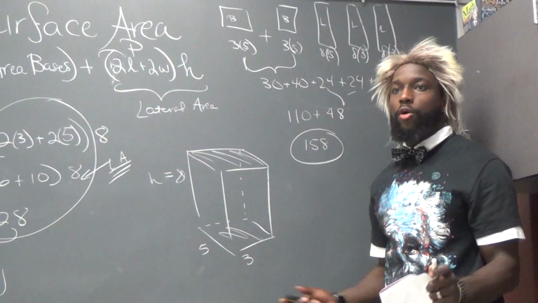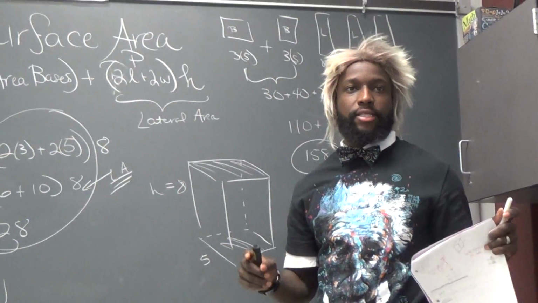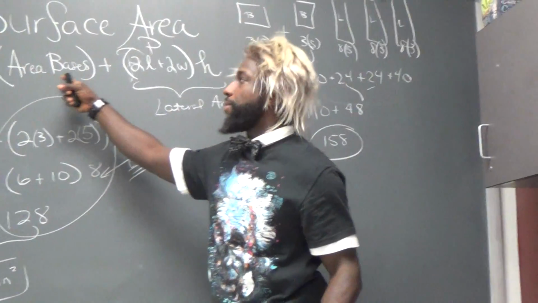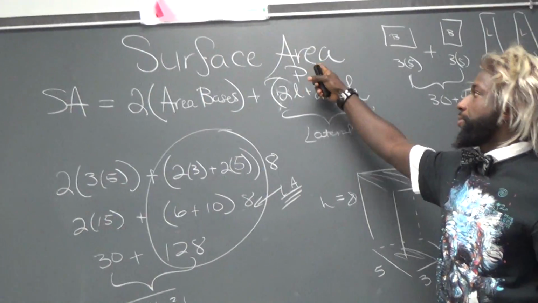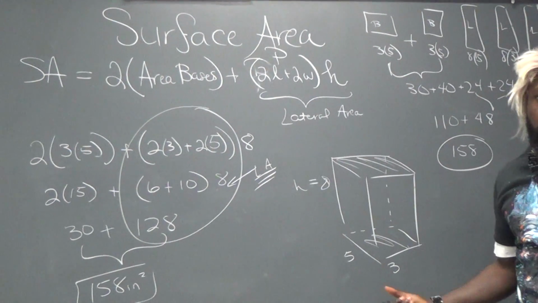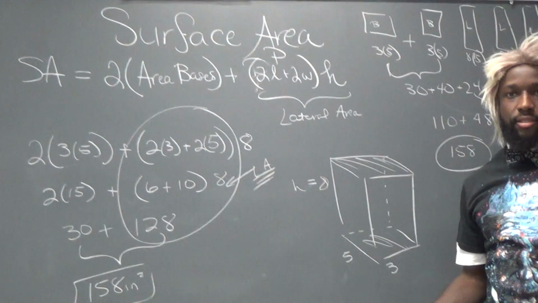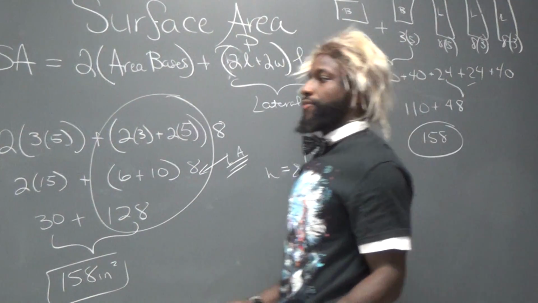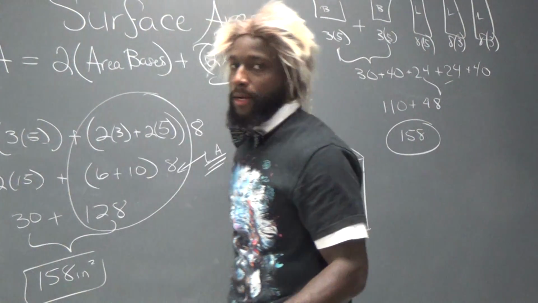That's the long way, but if you have a brain fart on your test, and you can't quite remember 2 times the area of the bases plus the perimeter times height, then just remember, all I got to do is find the area of all my faces. And when you find the area of all your faces, you will find your surface area.